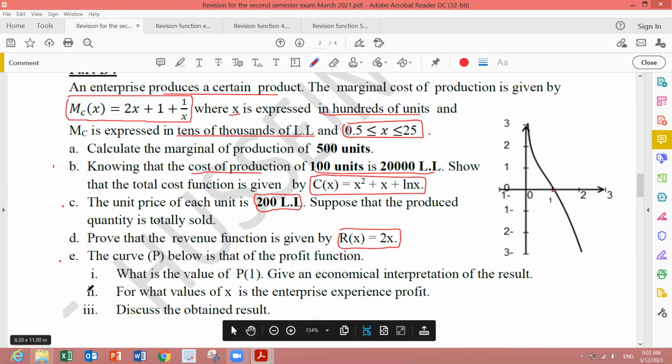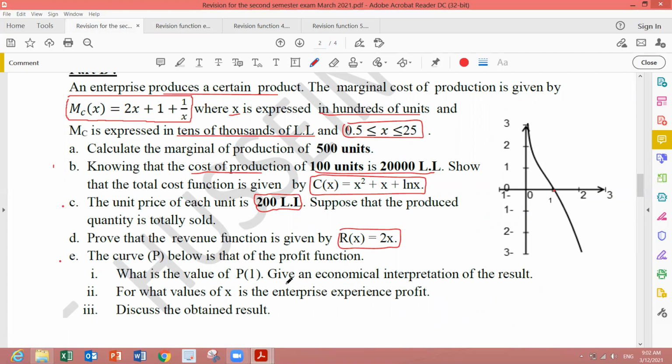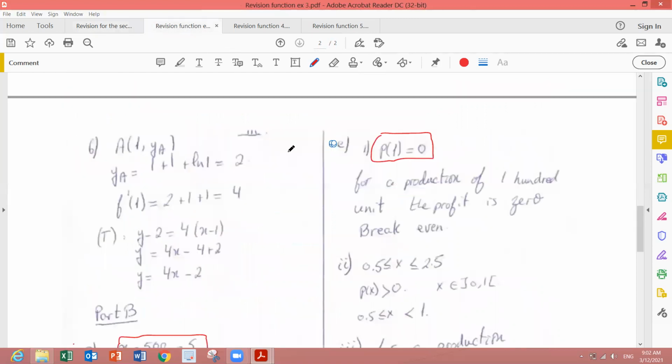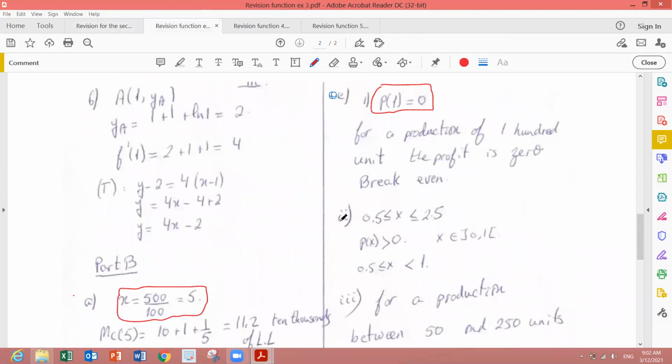Now, part 2: for what values of x does the enterprise experience a profit? To experience a profit, it means the profit is positive. The profit is positive from 0 till 1, not included. But here, the domain is 0.5 till 2.5, so from 0.5 till 1. Part 2, we have x is between 0.5 and 2.5.